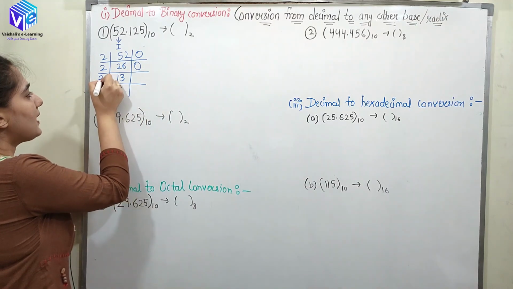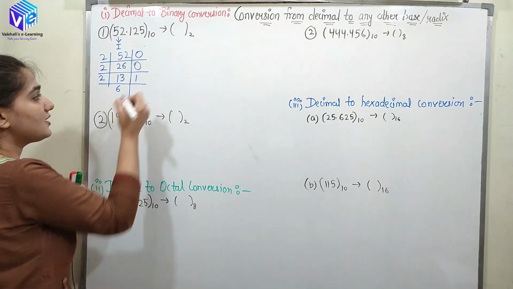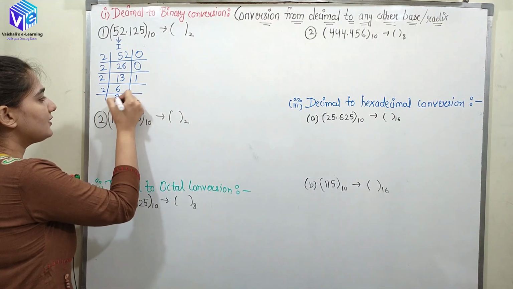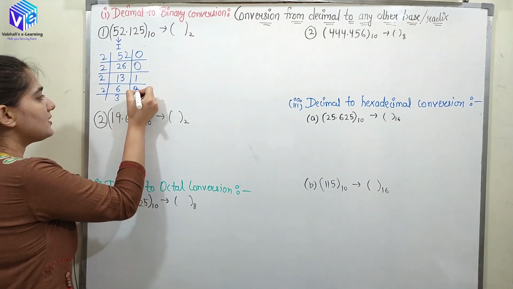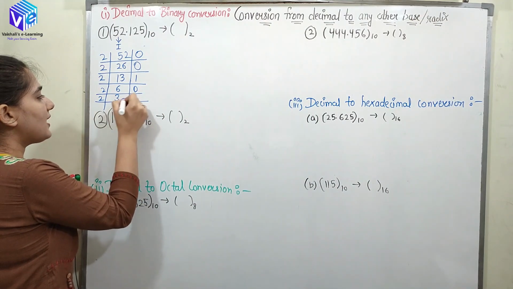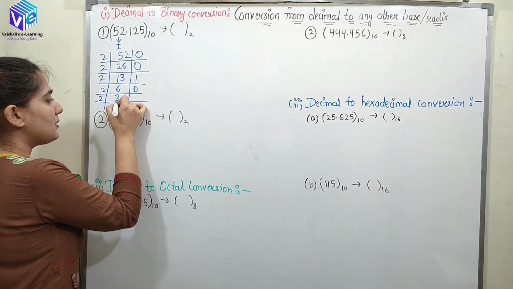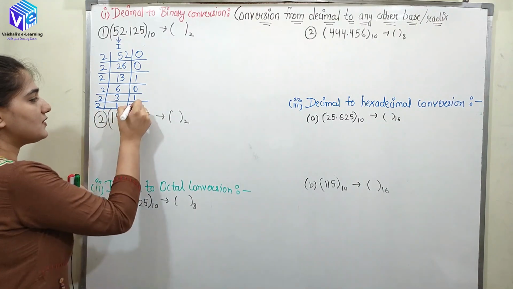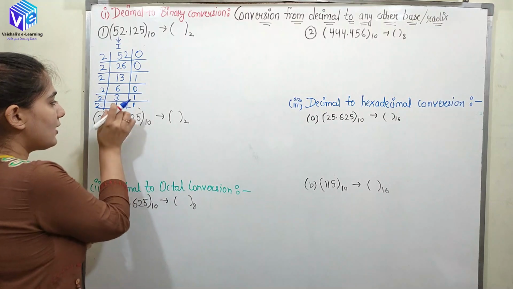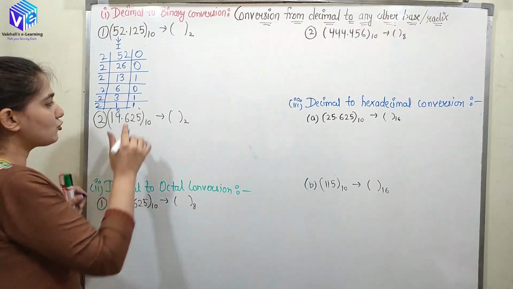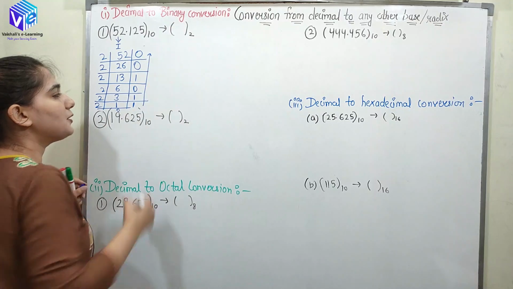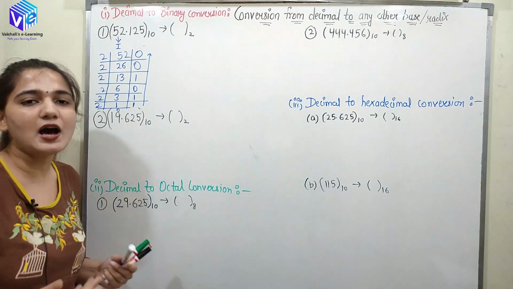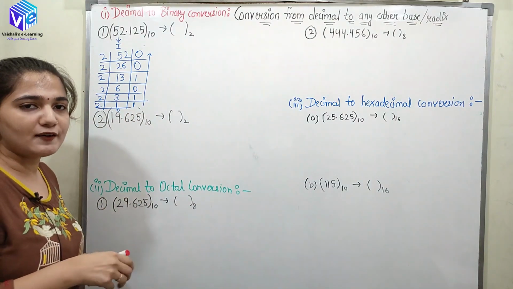Again I divide it by 2, the quotient would be 6 and the remainder 1, right? Again divide by 2, the quotient would be 3 and the remainder 0. Again divide by 2, the quotient would be 1 and the remainder 1. Again when I divide it by 2, the quotient would be 0 and the remainder 1. Here I have to stop because the quotient has come out to be 0, and I put the remainders in reverse order: 1 1 0 1 0 0. This is how I represent 52.